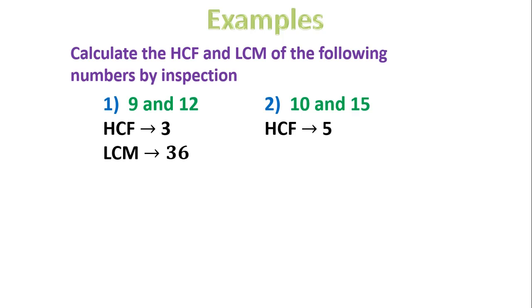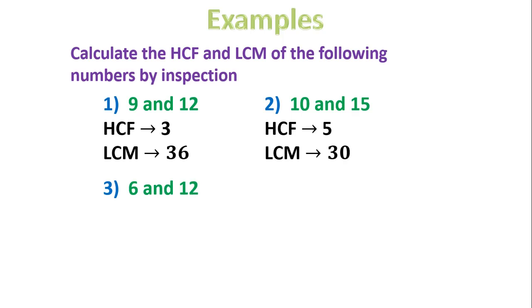Then my lowest common multiple. What is the lowest number that 10 and 15 divide into? So again, we take the bigger of the two numbers, which is 15, and we ask, does 10 go into 15? No, it doesn't. So then we look at 15 times 2, which is 30. Does 10 go into 30? Yes, it does. And so my lowest common multiple is 30.